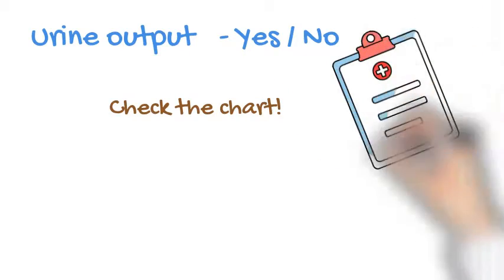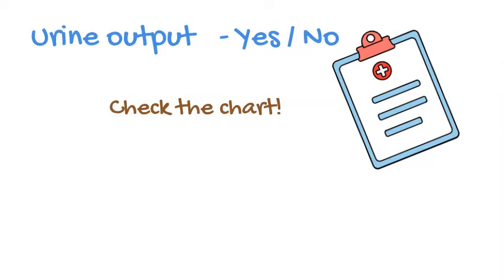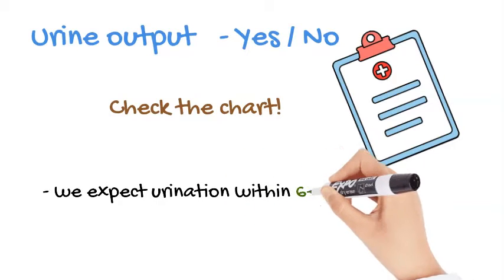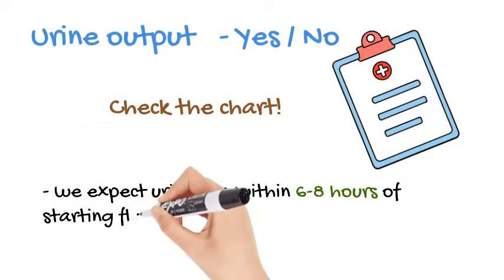If a patient's on an appropriate fluid plan and their hydration status is on the road to recovery, we'd expect that animal to have urinated within 6 to 8 hours of starting fluids. And if he or she hasn't, we have a problem.